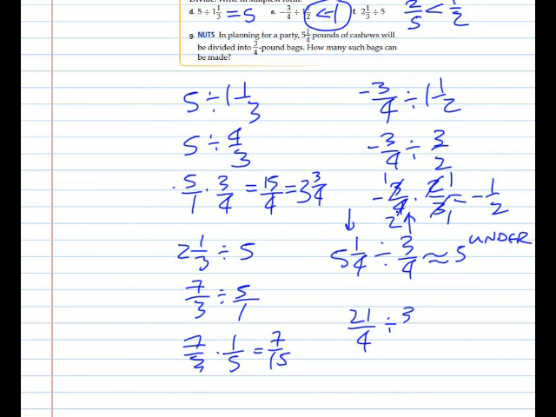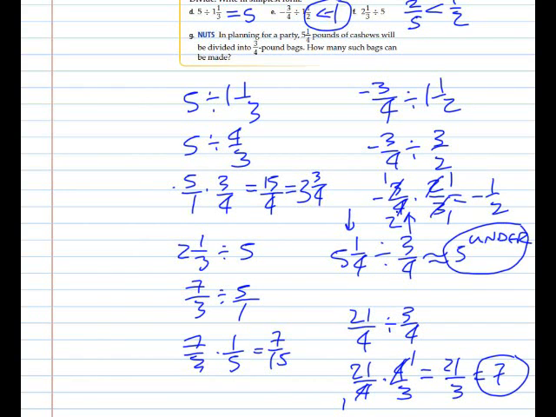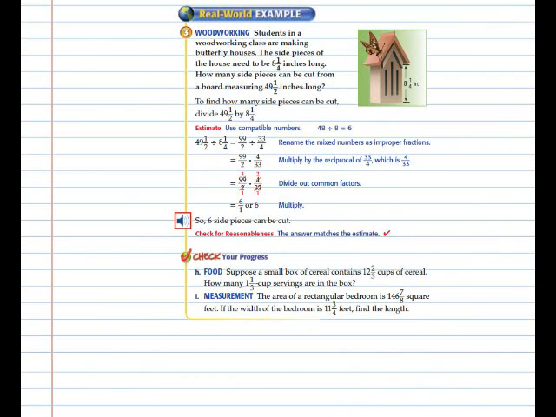So 5 1/4 becomes 21 over 4 divided by 3/4, which becomes 21 over 4 times 4/3. Simplify by dividing both 4's by the common factor of 4. 21 over 3 gives me an answer of 7. That seems reasonable, knowing that 5 was an underestimate.